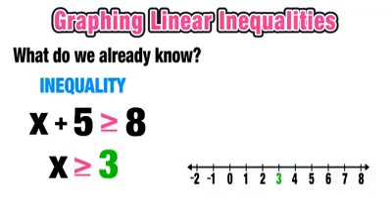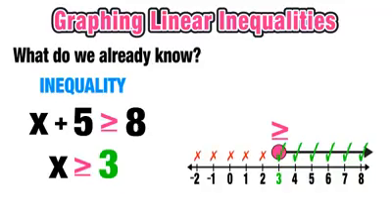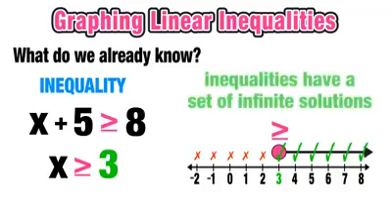So now our solution includes the number 3, so we're going to use a closed circle since it's greater than or equal to, and anything that's greater than 3, so you have to shade to the right. So we can say that 3 is a solution, and any value that is larger than 3 is a solution. And we can also say that any value that is less than 3 is not a solution. And since we know that there are an infinite amount of numbers that are larger than 3, we can say that the solution to an inequality is a set of an infinite number of solutions.